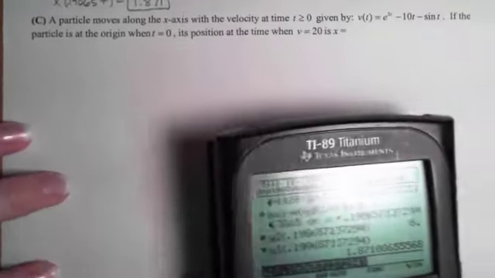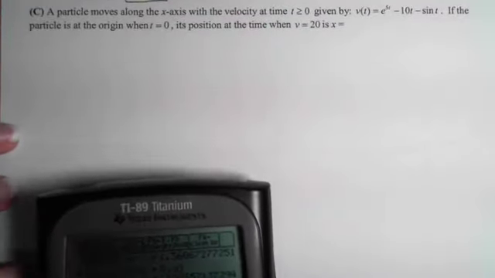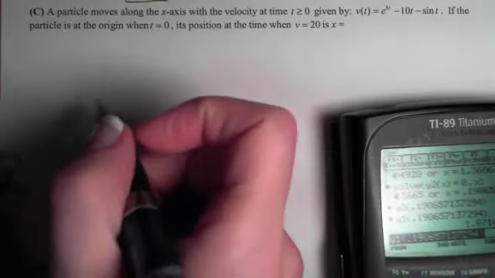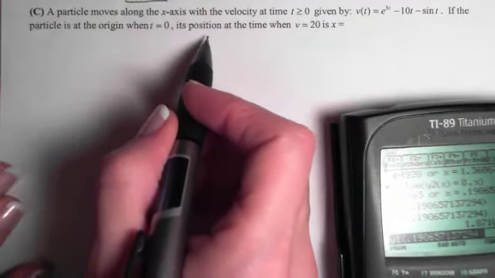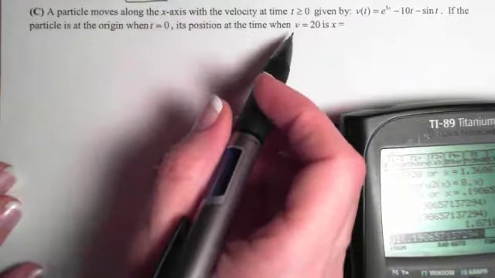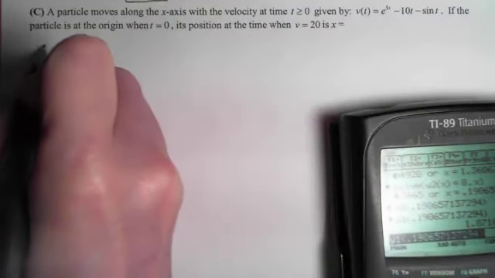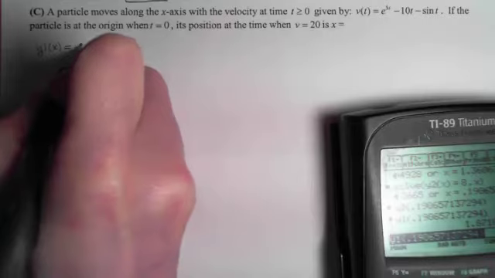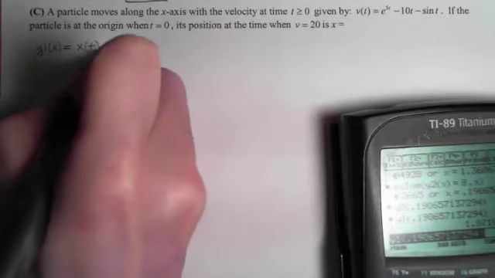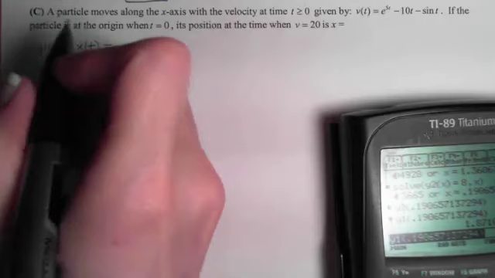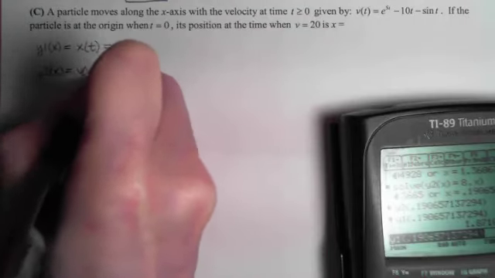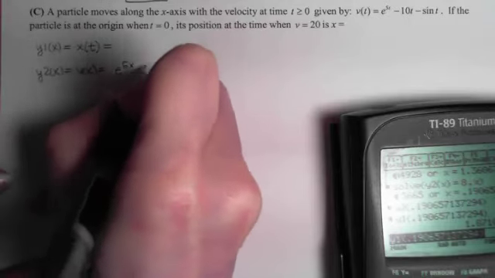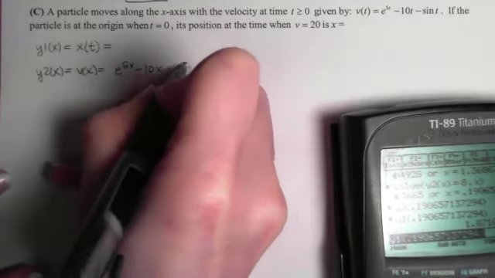Okay, part C, final one, works the exact same way. Particle moves along the x-axis. We've got our velocity function. We've got our point on the position curve, and we want another point on the position curve at the time when v is 20. So our y1 of x is going to be our x of t with an x substituted in, our position curve, and our y2 of x will be our velocity function with an x plugged in, which is e to the 5x minus 10x minus sine of x.